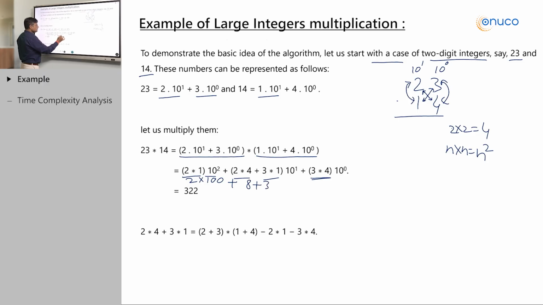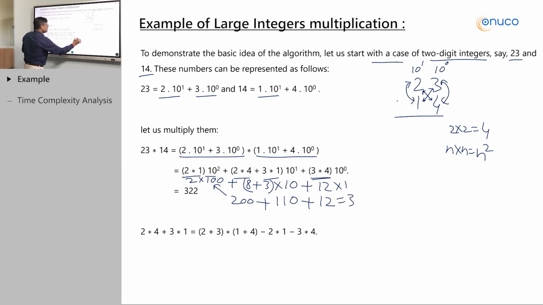Here 2 into 4 is 8, plus 3 into 1, so 11, into 10 power 1 is 110. Plus 3 into 4 is 12, times 10 power 0, which is 1. We add all these values: 200 plus 110 plus 12. So we are going to get 322.